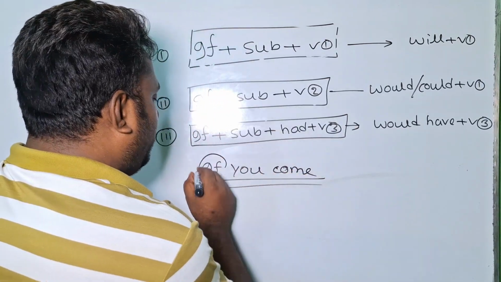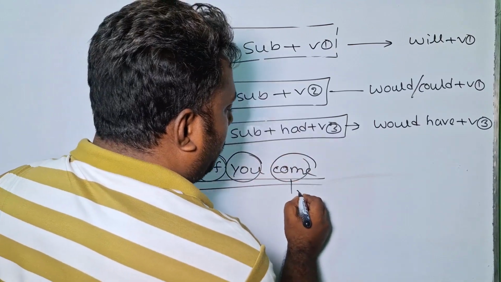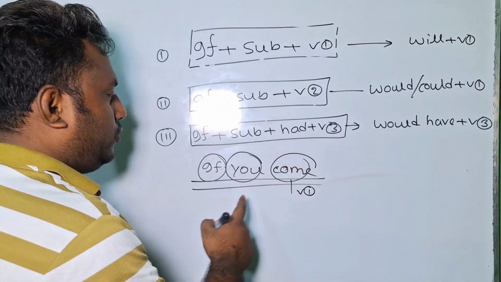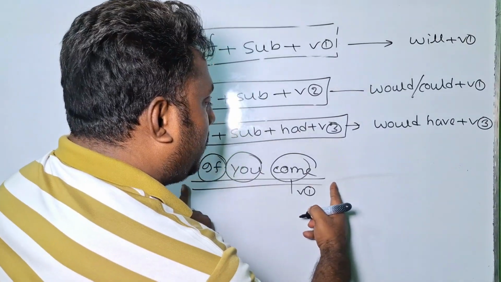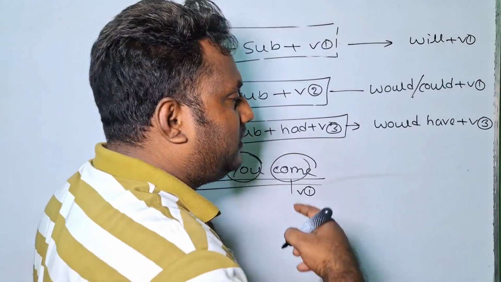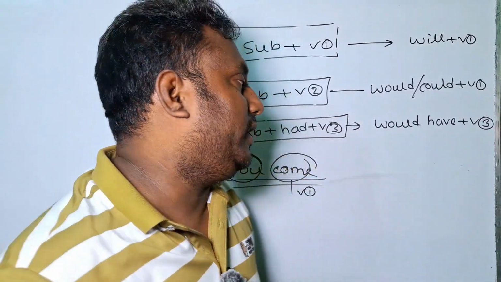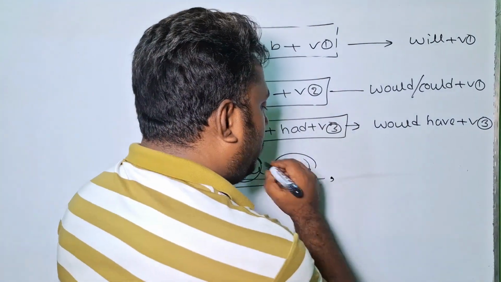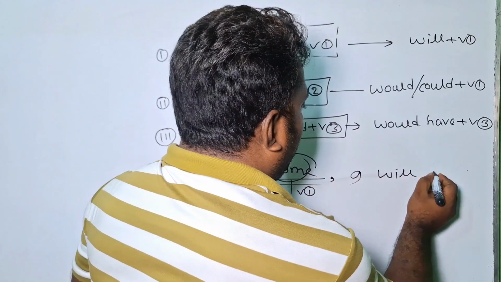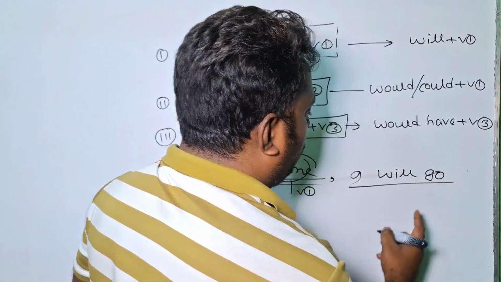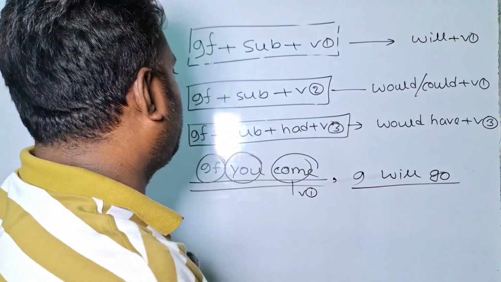here. Here, if is the subordinating conjunction, you is the subject, come is the verb. So here come is verb 1. So this is the subordinate clause. If the subordinate clause is in the present indefinite tense, of course the principal clause will be in the future indefinite tense. So here, comma, I will go. So this is the first conditional sentence.